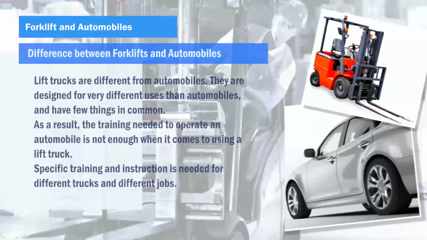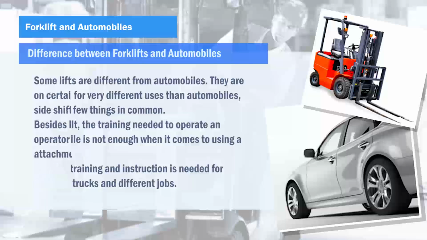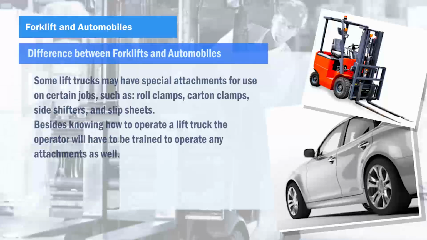Forklifts and automobiles. Lift trucks are different from automobiles. They are designed for very different uses than automobiles and have few things in common. As a result, the training needed to operate an automobile is not enough when it comes to using a lift truck. Specific training and instruction is needed for different trucks and different jobs. Some lift trucks may have special attachments for use on certain jobs such as roll clamps, carton clamps, side shifters, and slip sheets. Besides knowing how to operate a lift truck, the operator will have to be trained to operate any attachments as well.